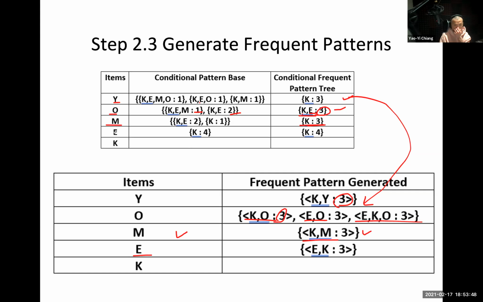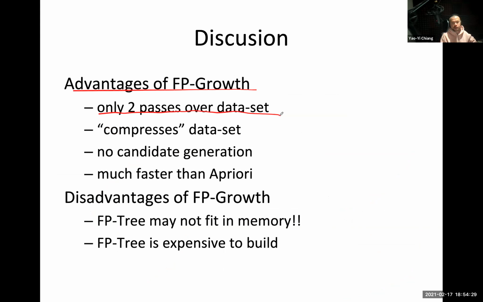So let's look at this algorithm. The advantage of your FP growth algorithm is it requires only 2 passes over the entire data sets. And these 2 passes are focusing on generating the FP tree, which is a compressed data set of your original raw transactions. You do not really generate candidates, right? We do not generate candidates, and it's much faster than Apriori because you can count and traverse the trees all in memory. It's much faster.